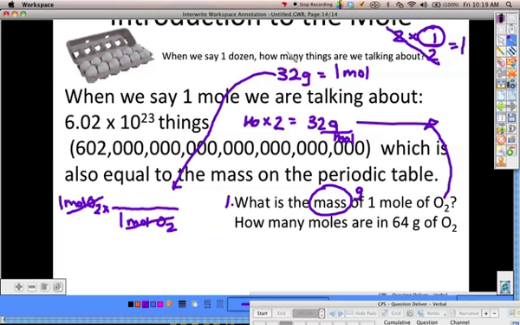So I'm looking for an answer that has grams in it. I have to always put the other portion of my ratio on the other portion of my fraction. So 32 grams of O2 must go on top. Well, this is a nice easy one. 1 times 32 is 32. 32 divided by 1 is 32. So the mass of 1 mole of O2 is 32 grams. That's my question 1. What questions do you have so far?